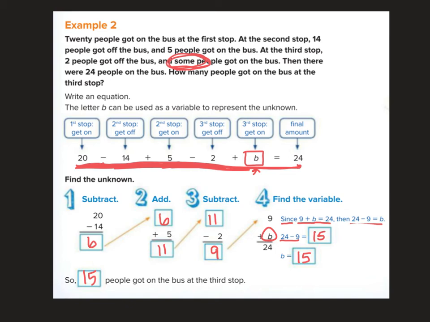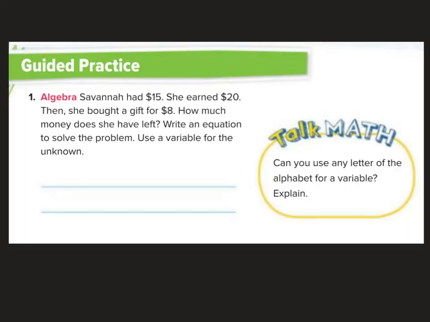Okay, let's do some more examples here. Okay, so here we have Savannah. She had $15. She earned $20. What does that mean? Did she lose $20 or did she go up $20? She went up $20. Then she bought a gift for $8. So if you buy something, your money doesn't go up, it goes down. So you're going to do a subtracting 8. How much money does she have left? Write an equation to solve the problem. Use a variable for the unknown.